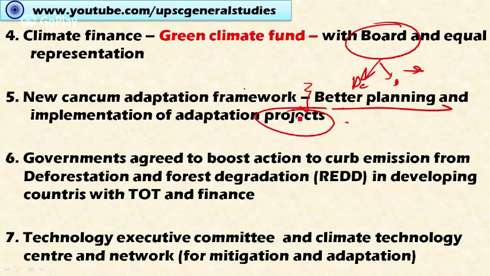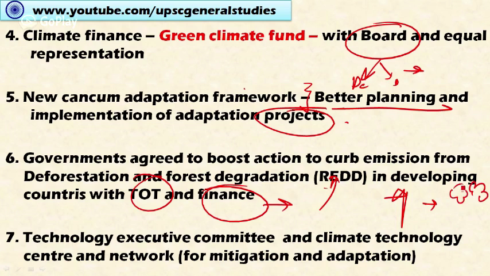And the governments here agreed to boost action to curb emission from deforestation and forest degradation in developing countries with transfer of technology and financial assistance to developing countries in this respect. Here we know that deforestation and degradation of forest also release carbon dioxide into the atmosphere. On the one side, it reduces the absorption capacity of the forest for carbon dioxide, and it also increases the carbon dioxide emission into the atmosphere. So governments have agreed to boost action to curb emission from deforestation and forest degradation in developing countries with the provision of transfer of technology and financial assistance.